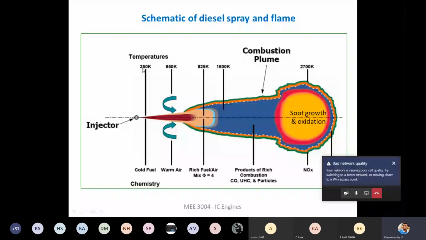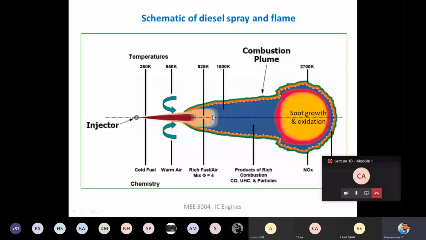Now, the fuel jet coming out from the orifice is surrounded by the compressed air. That air will also have motion, so there will be swirl or tumble inside the engine cylinder. That air temperature is around 950 Kelvin, so closer to 1000 Kelvin, whereas the fuel injected from the nozzle is at 350 Kelvin. Now, as the fuel diffuses or penetrates into the compressed air, the pre-combustion starts.